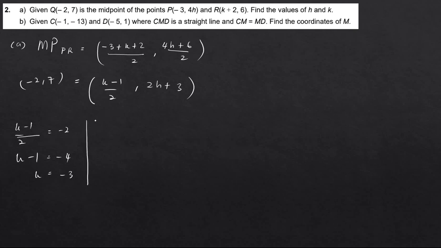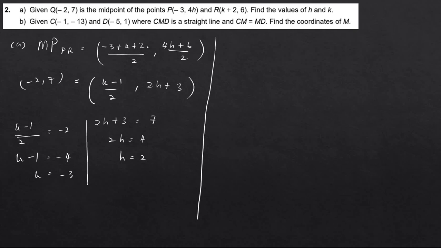Then compare the other one. 2h plus 3 is equal to 7. 2h equals 7 minus 3, which is 4. Then h equals 2. Okay, we get k is negative 3 and h is 2.